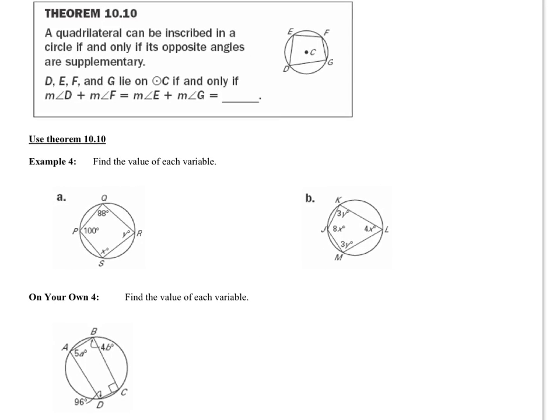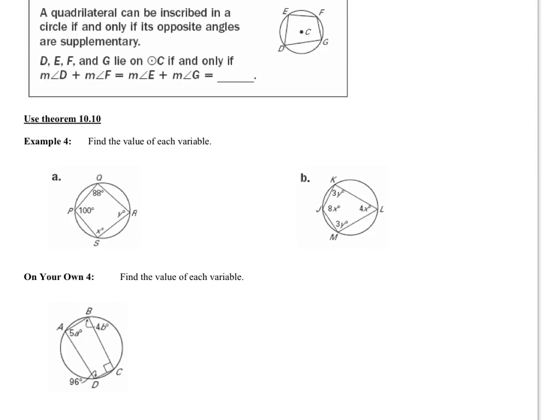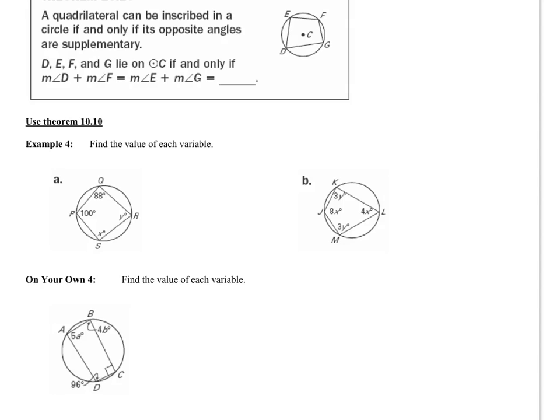Okay, let's look at theorem 10.10 here. It says a quadrilateral can be inscribed in a circle if and only if its opposite angles are supplementary. So remember, it's an if and only if statement, so that means if this is true, then this is true. If this is true, then this is true.